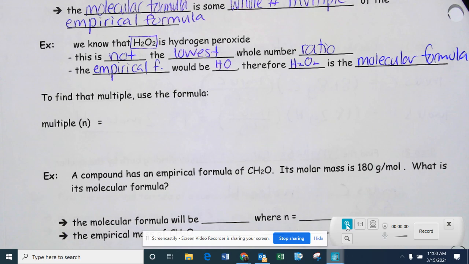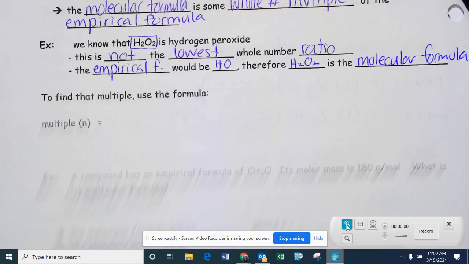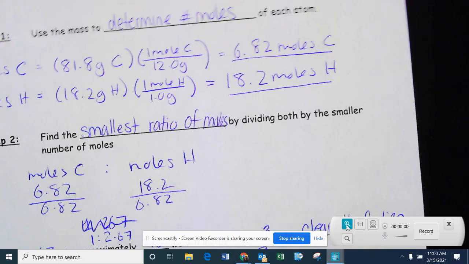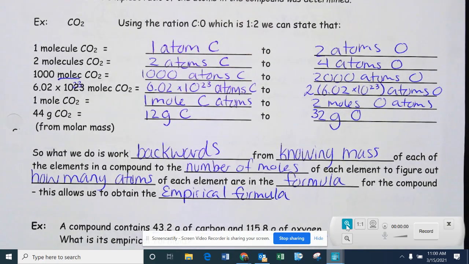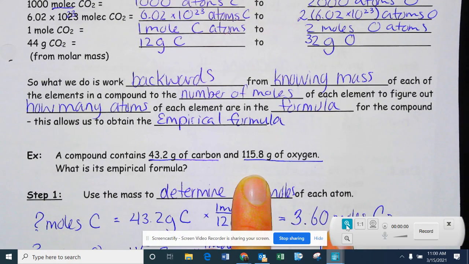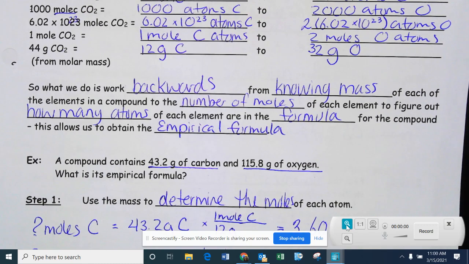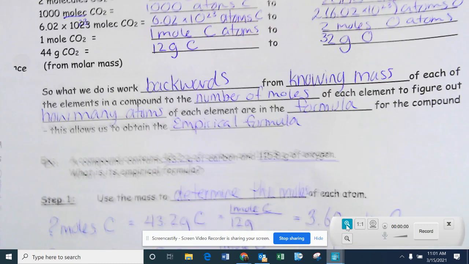So you're a chemist, and you're figuring out what a compound that you found is. And you work out that this compound has, let's say, which is one of the examples we did, 42.3 grams of carbon and 115.8 grams of oxygen. So you go through this process and you determine the empirical formula.